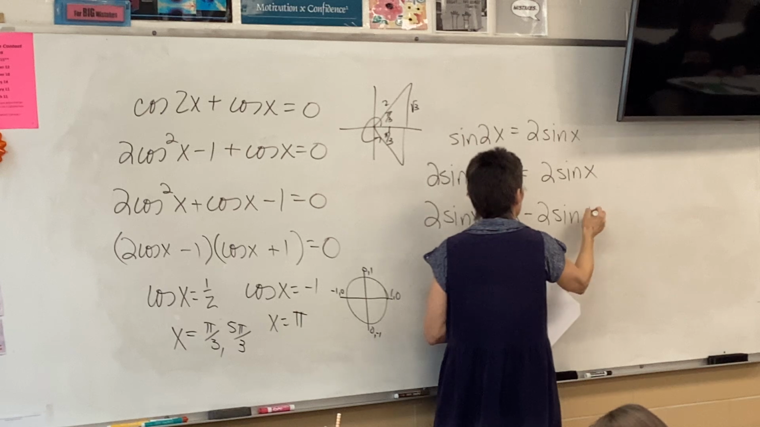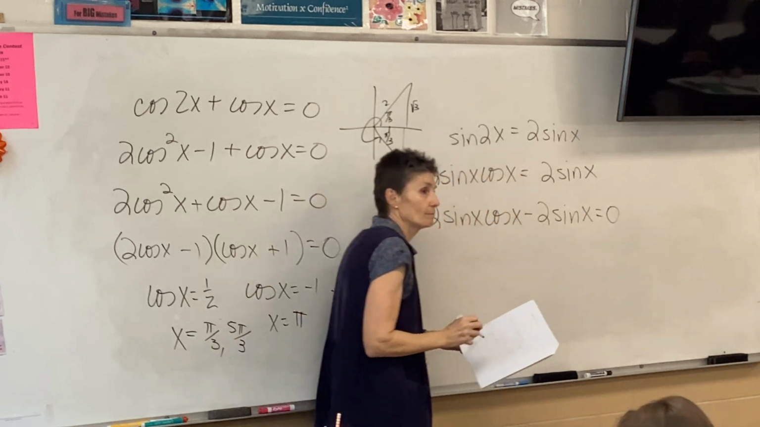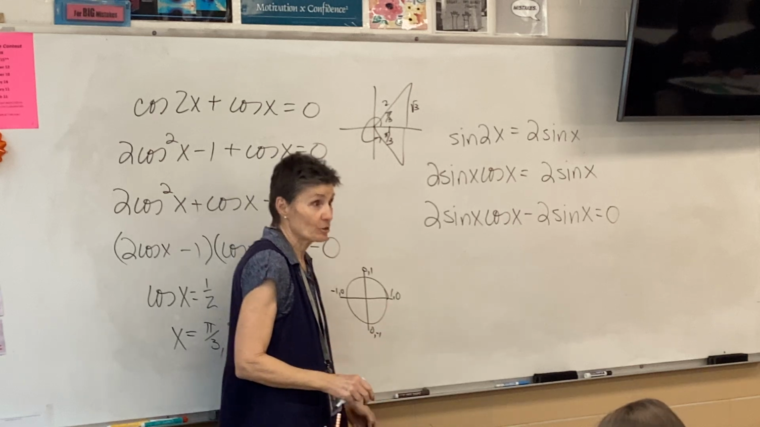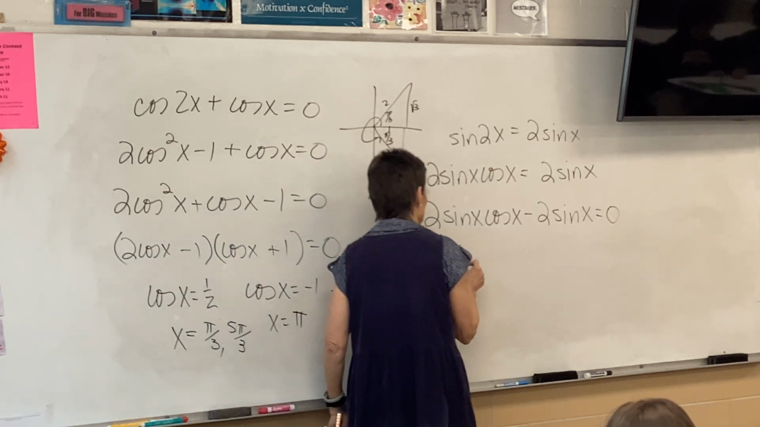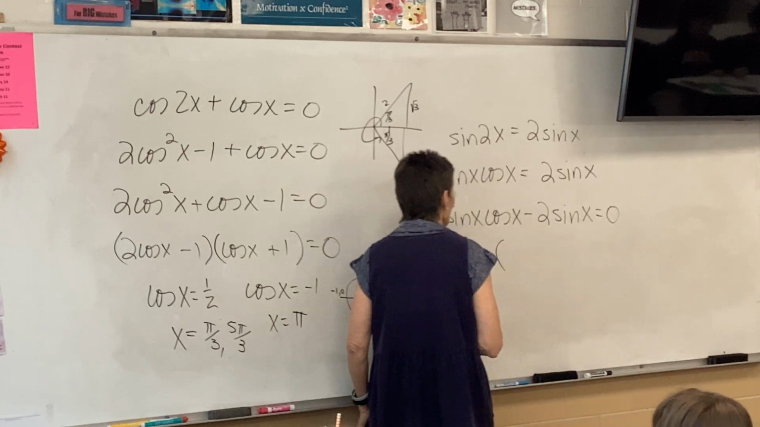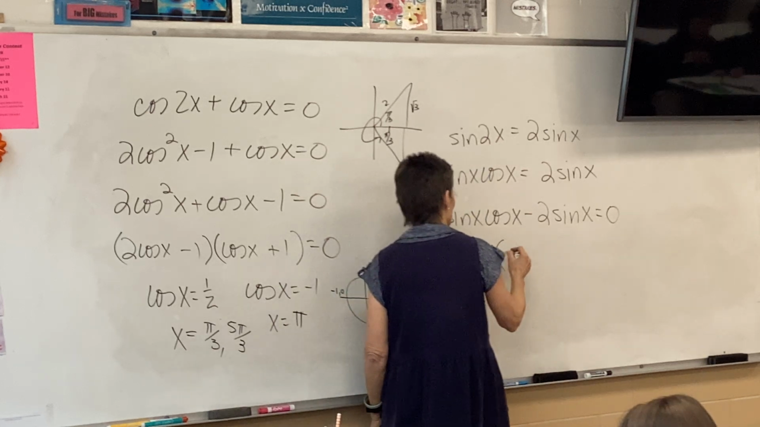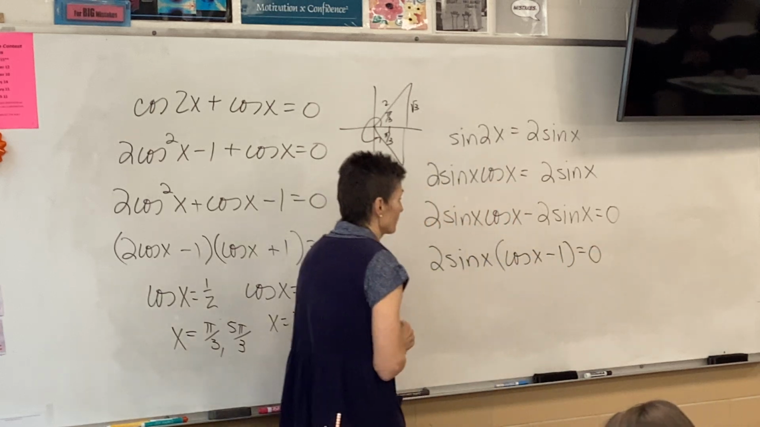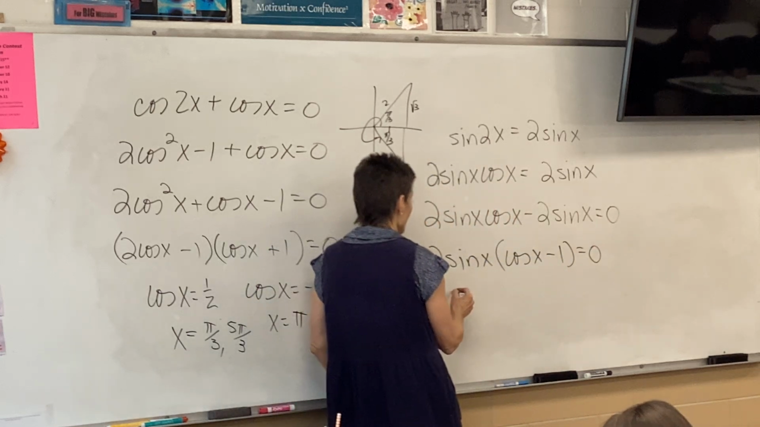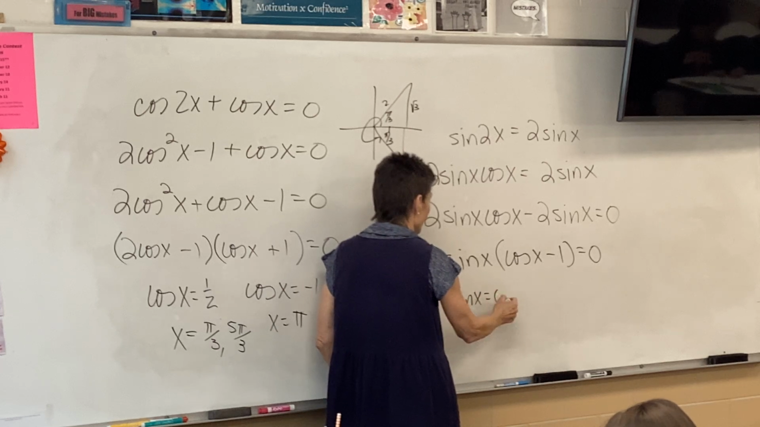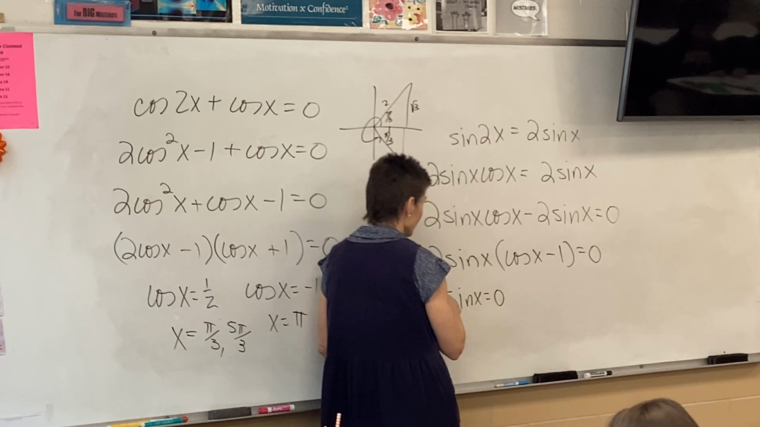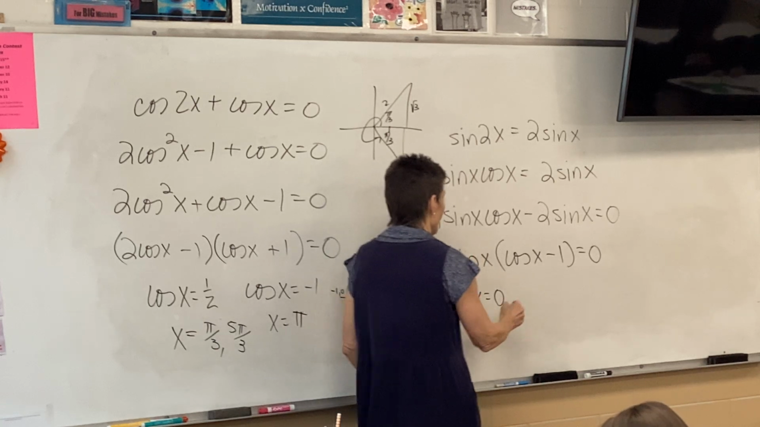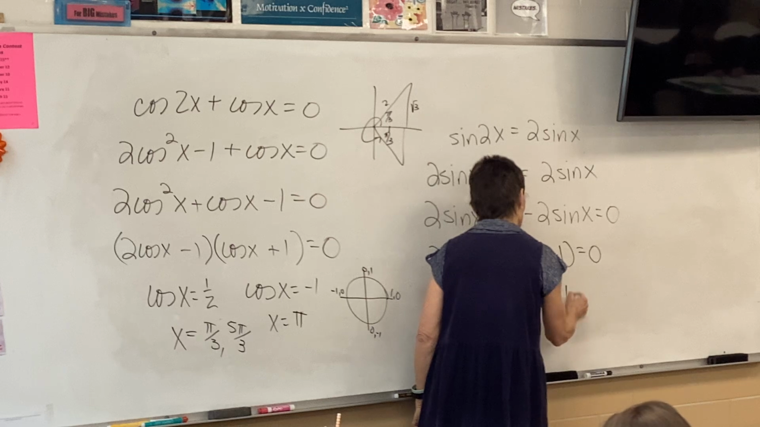Get it set equal to 0. And then factor. Wait, does that just cancel the 2 sine? Oh, wait, no, it doesn't. I can actually factor out a 2 sine x. And what will I be left with? Cosine x minus 1. Yep. And then you set both those equal to 0. So sine equals 0. Technically, it's 2 sine, but it doesn't matter. Or cos equals 1.